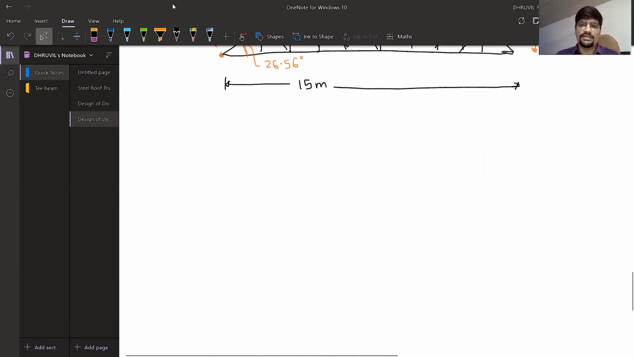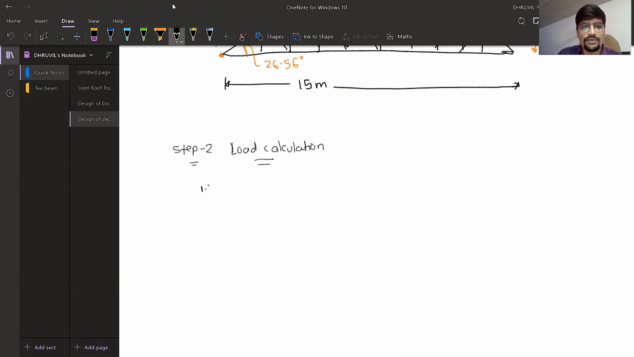So today's lecture is about the calculation of step 2, which is load calculation. In load calculation, the first load is dead load calculation.